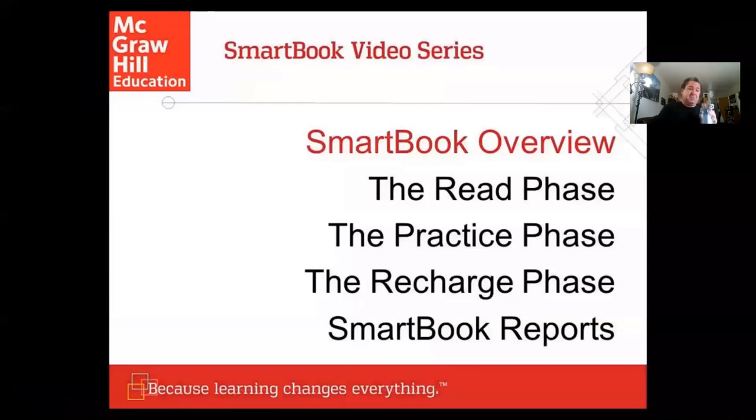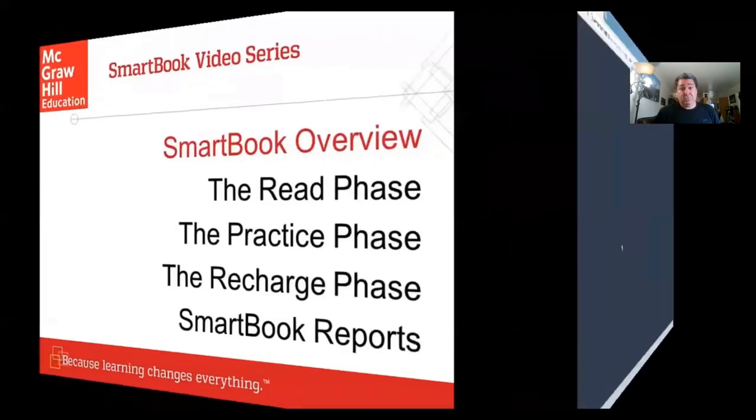Welcome to the SmartBook video series. In this first video, the SmartBook overview, we are going to take a look at how SmartBook works and how you would use it. But first, what is SmartBook? SmartBook is a digital version of your textbook. But unlike a traditional ebook, SmartBook is an adaptive reading and learning experience that actively tailors the content to your individual needs. And what better way to learn about SmartBook than to see it in action? So let's jump into a sample SmartBook chapter and take a closer look.